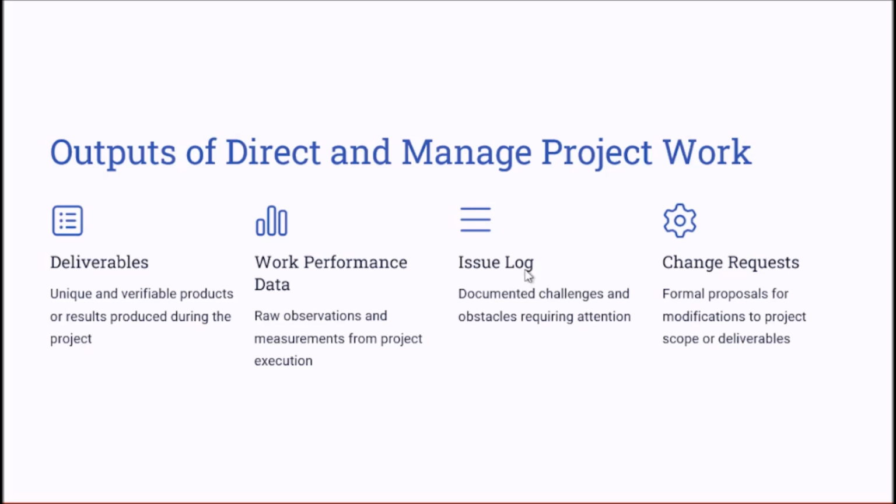We have already discussed the issue log, for documenting all of the issues that you faced when executing the project, and also the challenges and obstacles that require attention. And the last output here would be, in case you need any change that you have to implement, a change request. An approved change request is required to make modifications to the project scope or deliverables.